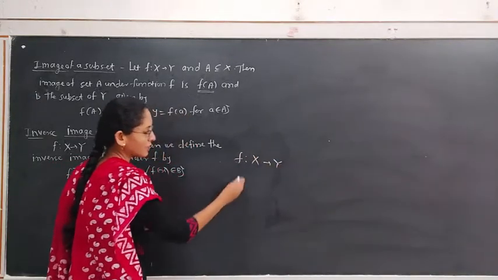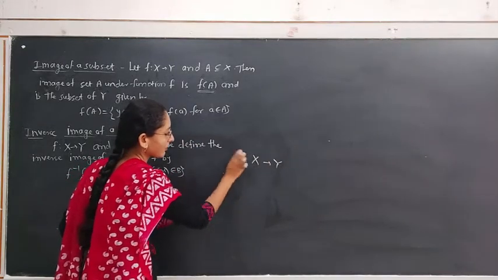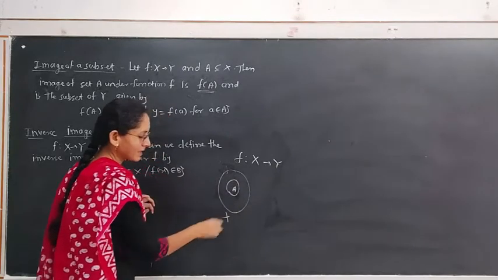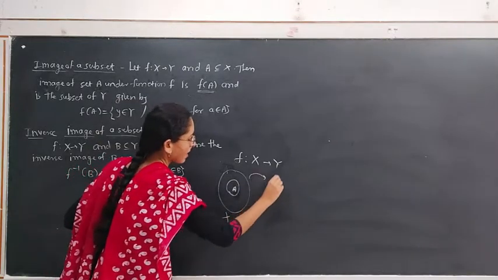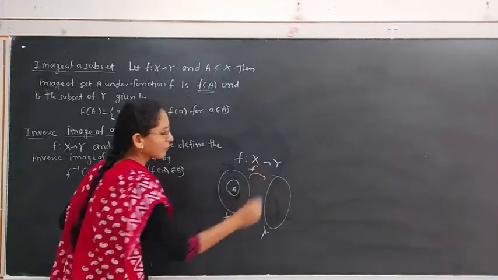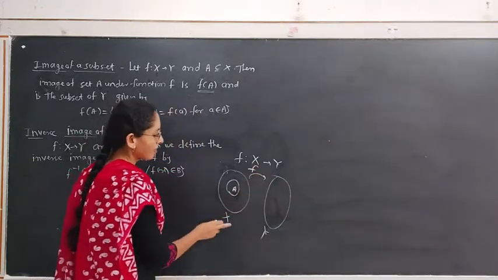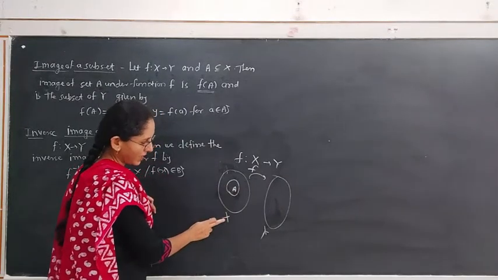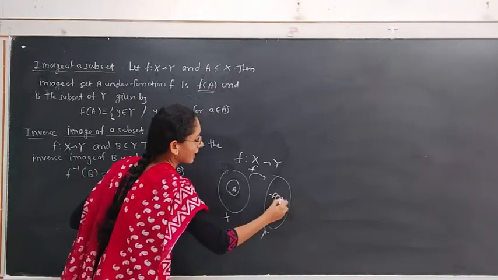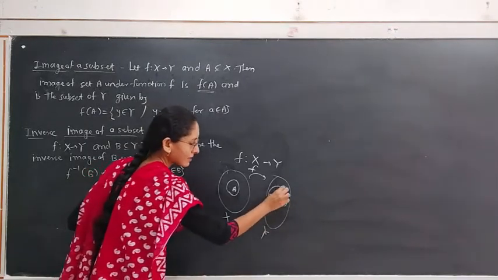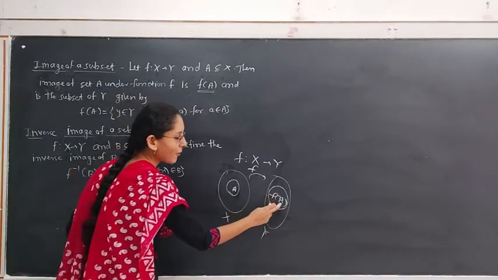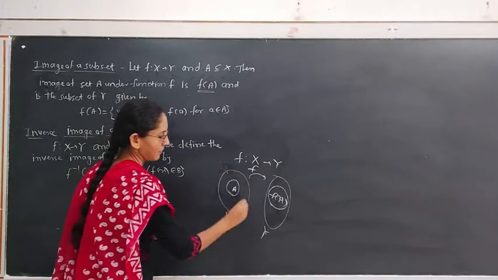F is a function from X to Y. A is a subset of X. Suppose this is set X, and this is set A, which is a subset of X. F maps elements of X to elements of Y by some rule. Then for a given subset A of X, we can find the image of A, that is f of A. That set, the image of A denoted by f of A, is a subset of Y.